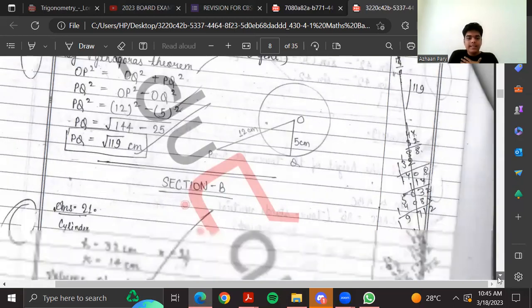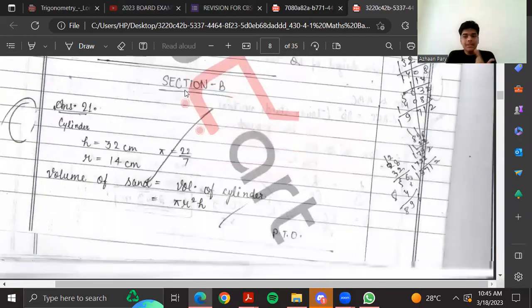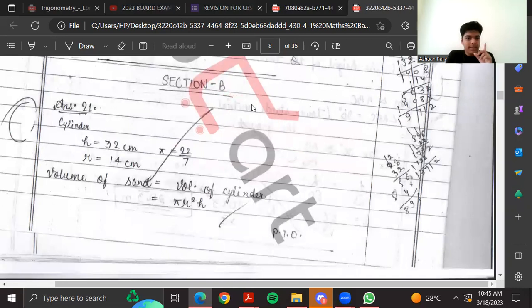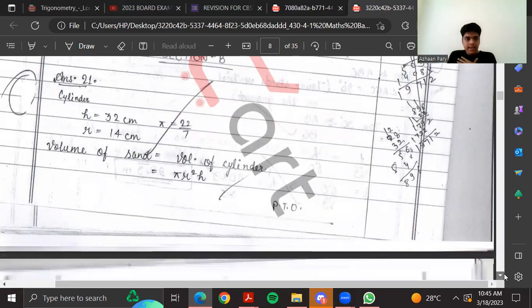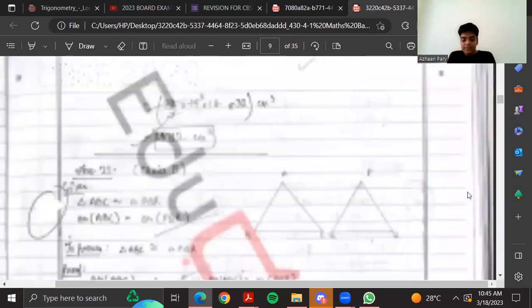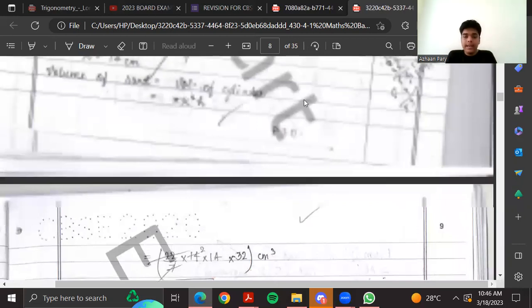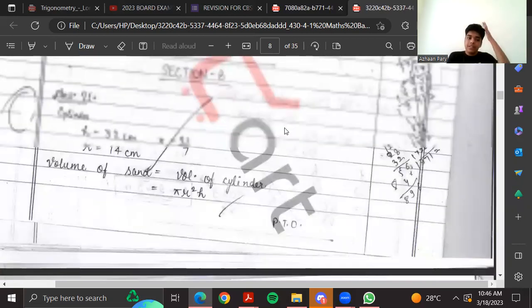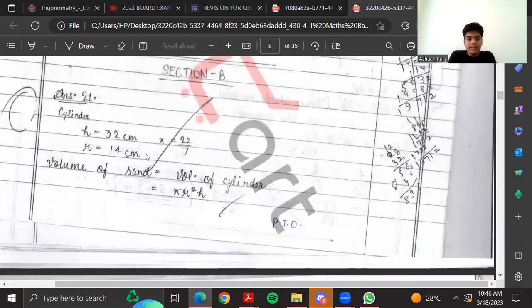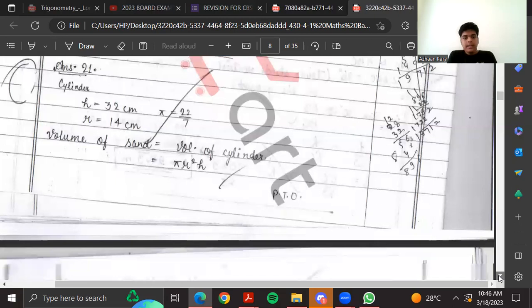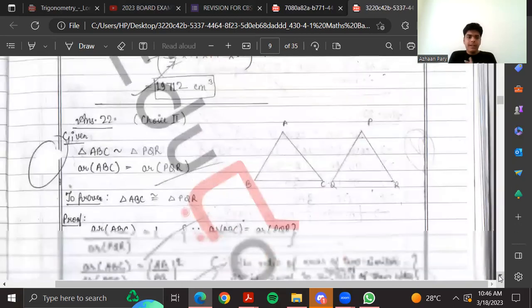Okay. Next, section B. Do start a new section on a new page. That's another thing you can do. Start a new section on a new page. Do write the formulas, especially for surface area and volumes. Even if your answer is wrong, your formula does carry marks. Okay, even if your calculation is wrong, formula does carry marks. So for a cylinder, volume of the cylinder is equal to pi r square h. Do mention all that.